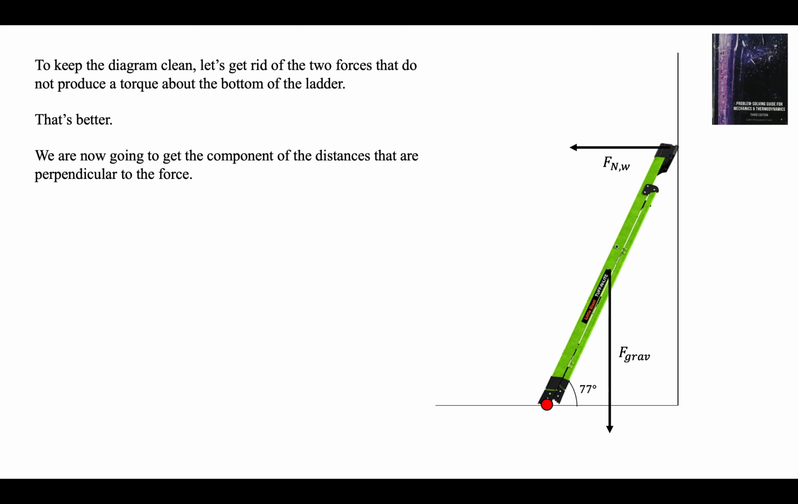That's better. We're going to get the component of the distance that's perpendicular to the force. So we're using the entire force. Previously, we used the entire distance and a component of the force. Here we're using the entire force and a component of the distance. What's the perpendicular distance of F gravity from this point? It's right here. There it is. It's a right angle. So that's the distance the force of gravity is from the point of rotation. The normal force from the wall is this far away. And what are these distances? This is L over 2, cosine 77 degrees. This is L, cosine 13 degrees.